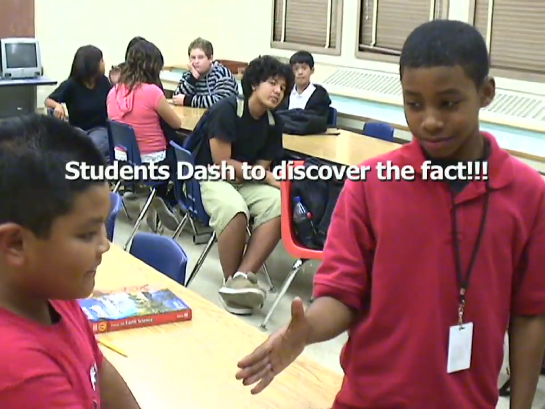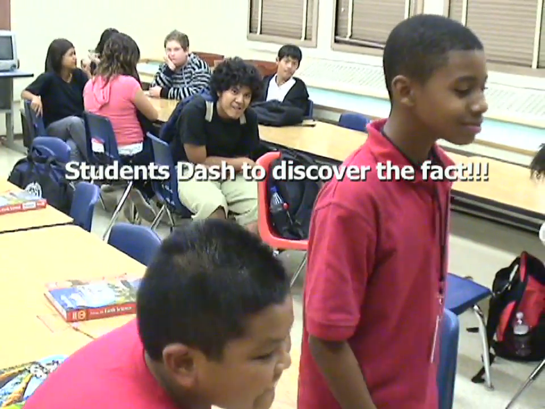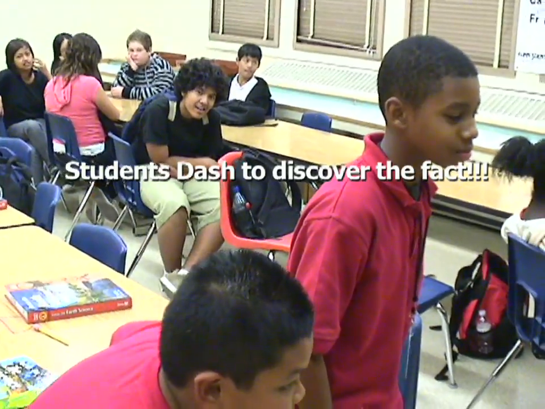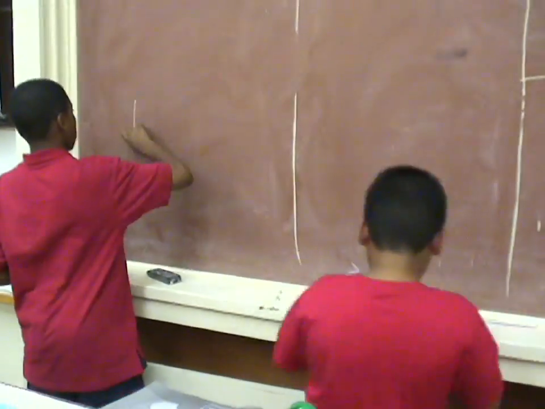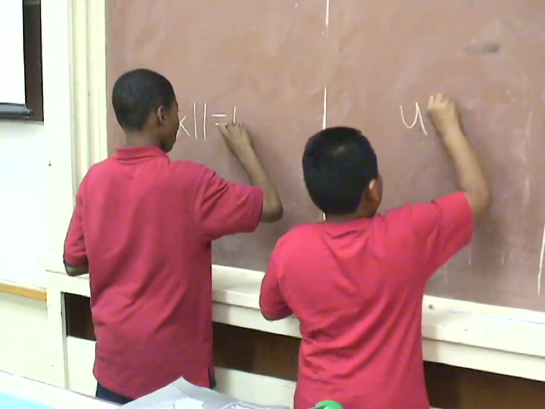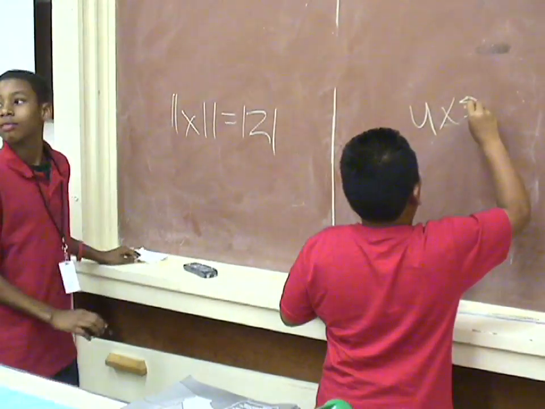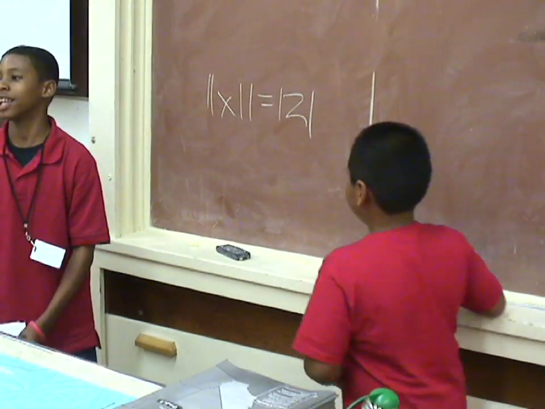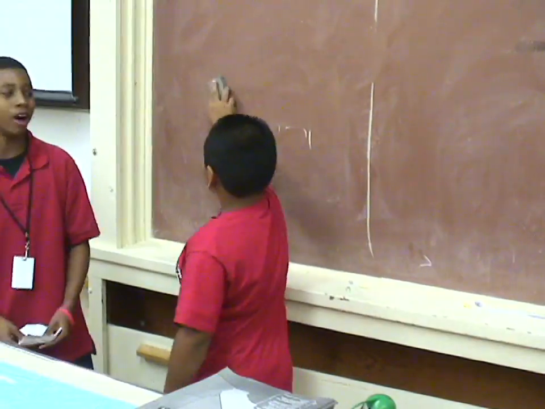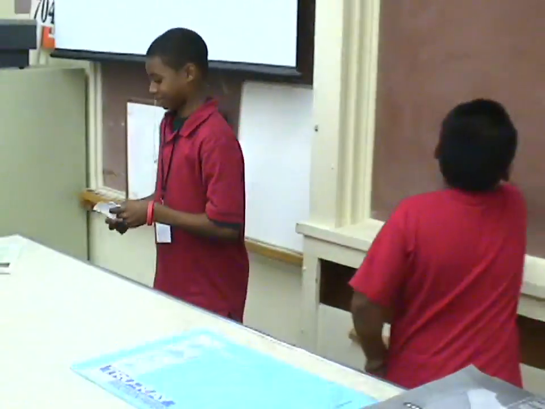Good luck, Tyler. All right, ready, set, go. All right, I saw Kamel win. Recite it. 11 times 11 equals 121, and 11 times 11 equals 121. All right, that's another point to 7th and 8th grade.